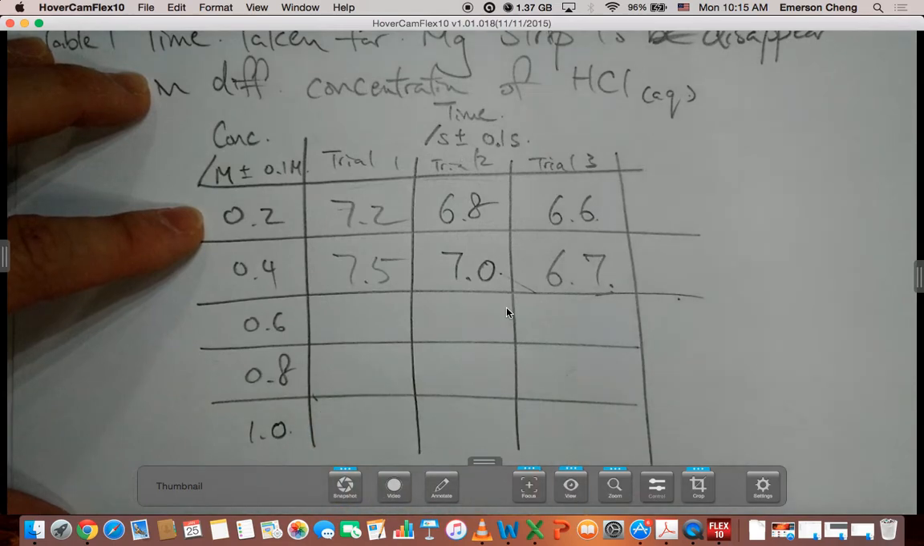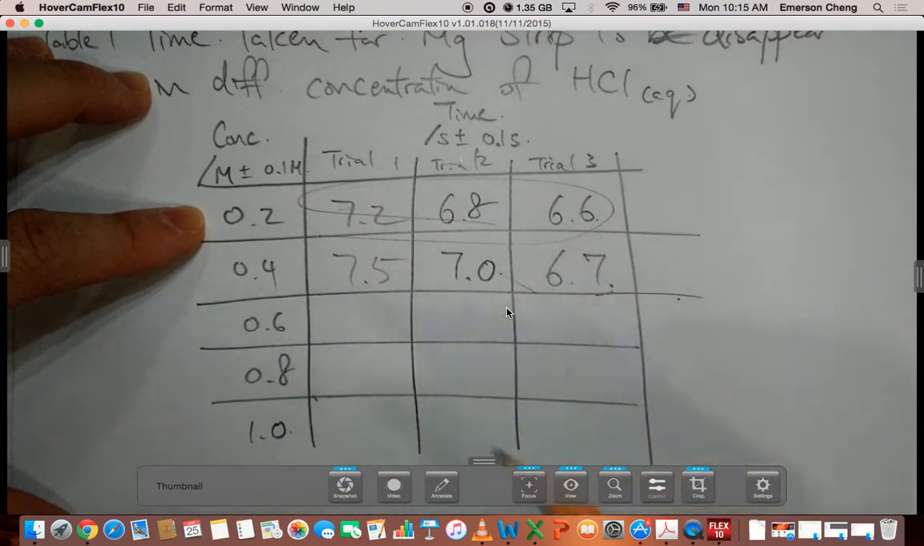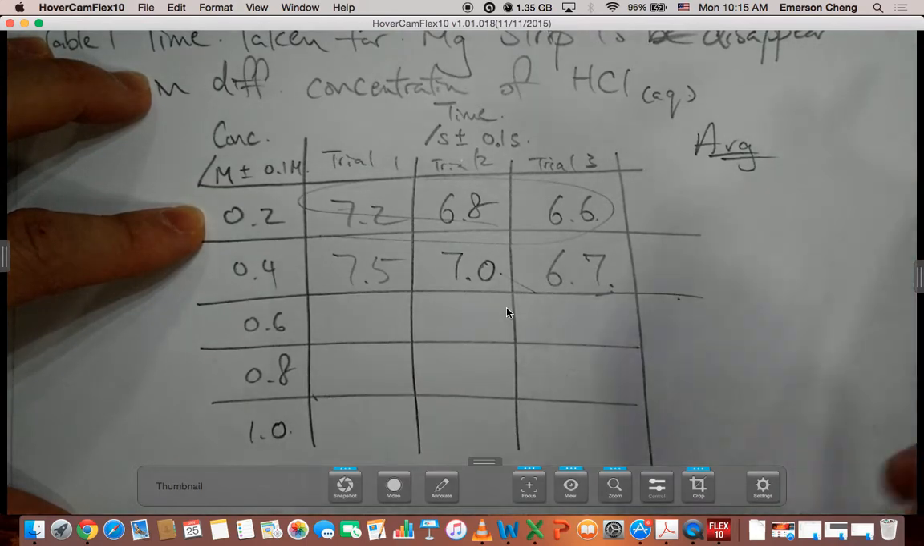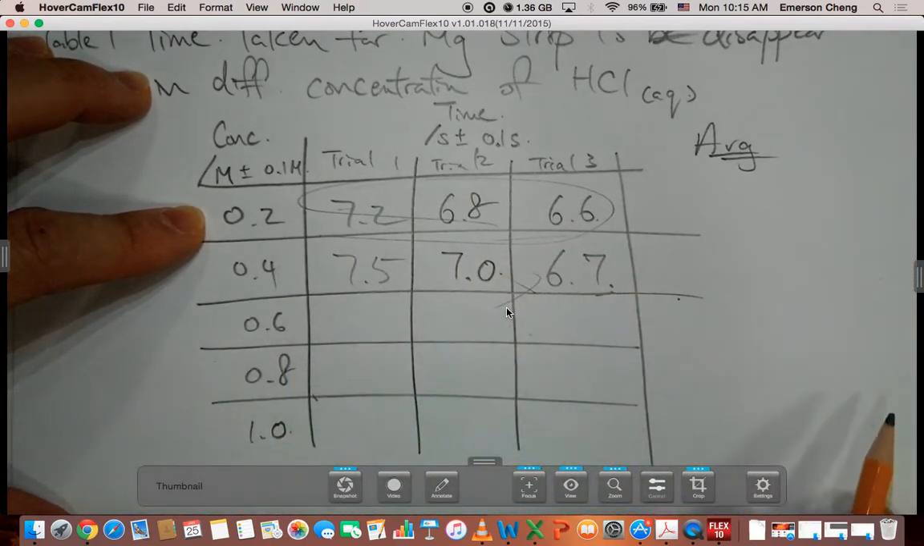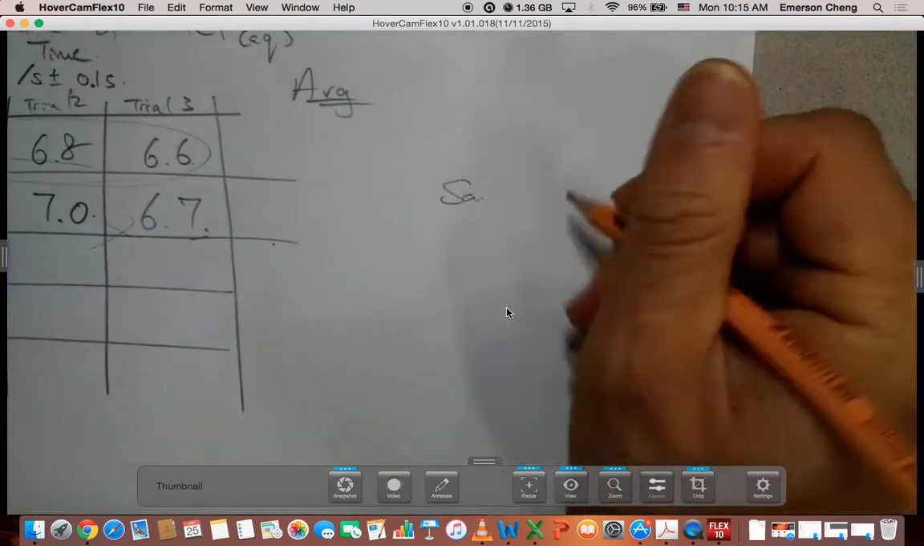Let's just say there are more numbers down here. When you do the sample calculation, you do not need to show work for every single one. Let's just say you want to find the average time. You don't need to show work for every single one. You just show one: so, sample calculation.